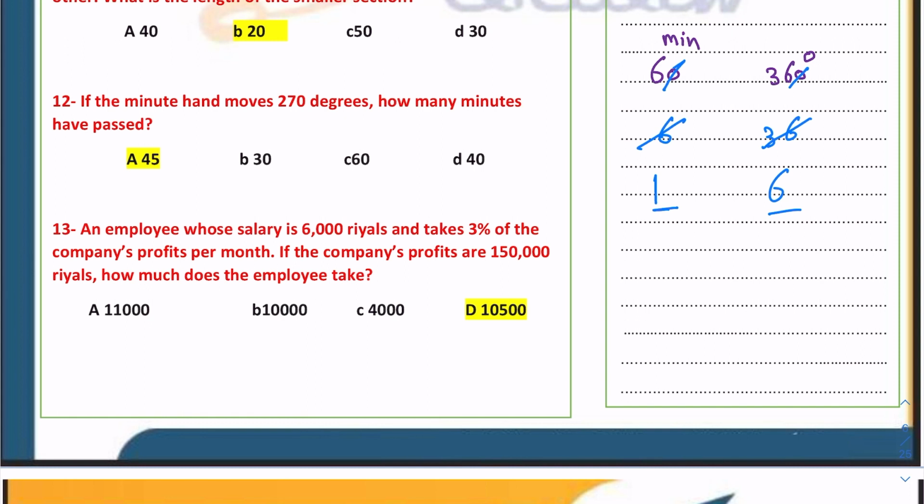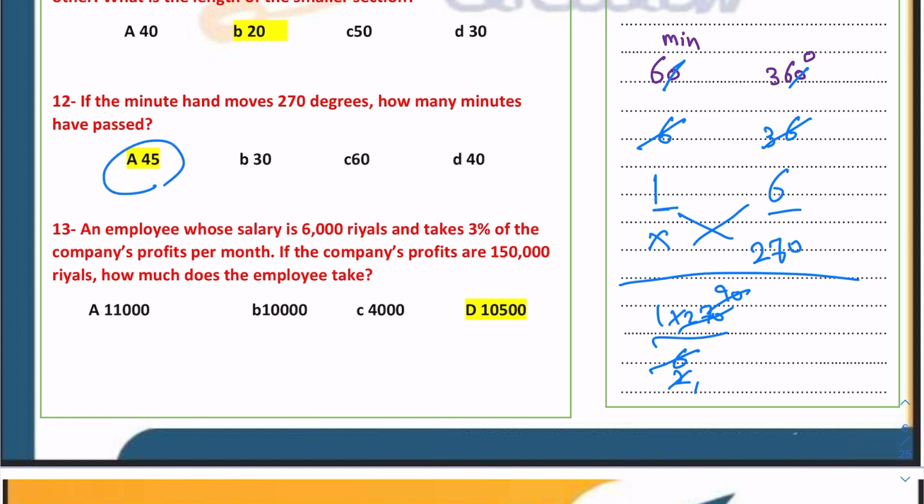How? I have 270 degrees. I can write here 270 and this is x. Cross multiplication. It will be 1 multiplied by 270 divided by 6. Divided by 3 equals 2. Divided by 3 it will be 90. Divided by 2, 90 divided by 2 it will be 45 minutes.